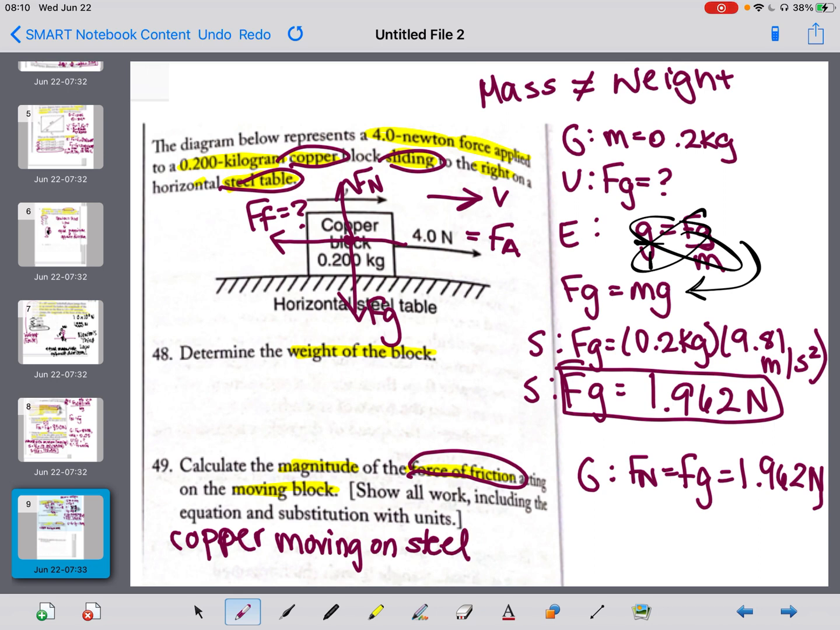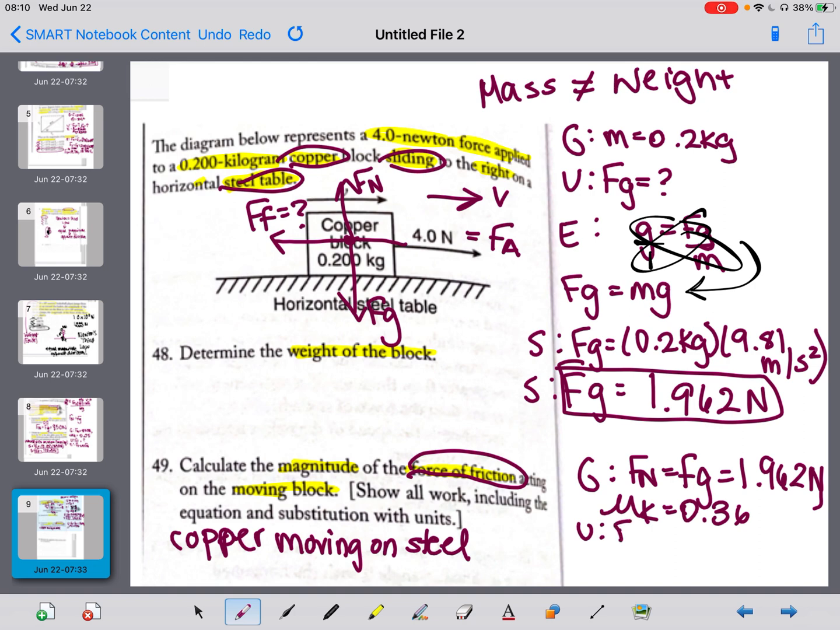So I go to my reference table and ask, where can I find these very specific materials? That is on page 1, approximate coefficients of friction. You're going to be using kinetic here, not static, because it is moving on steel. So you're going to go down to almost the bottom. It says copper on steel. Kinetic would be 0.36. So my mu k equals 0.36. Again, that is a naked number. It does not require units.